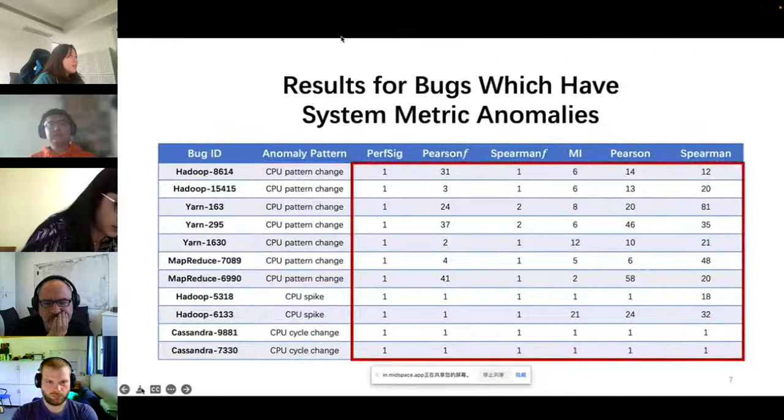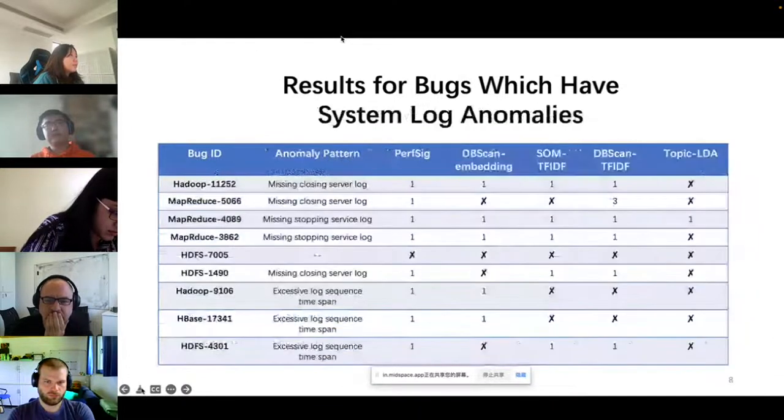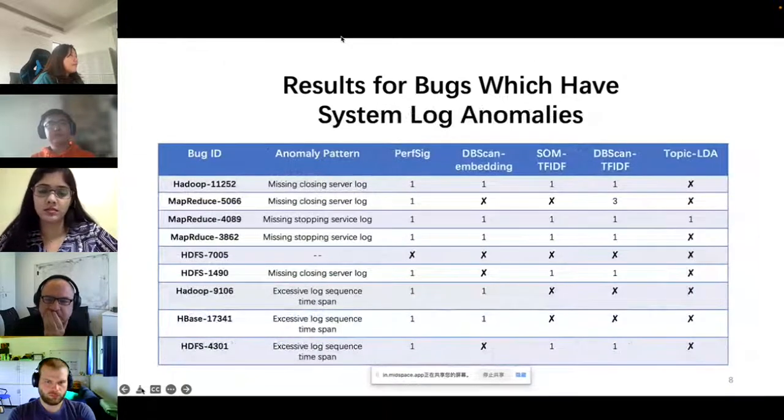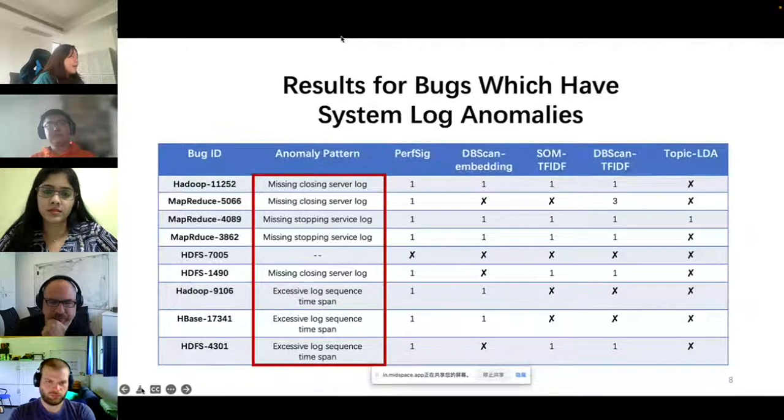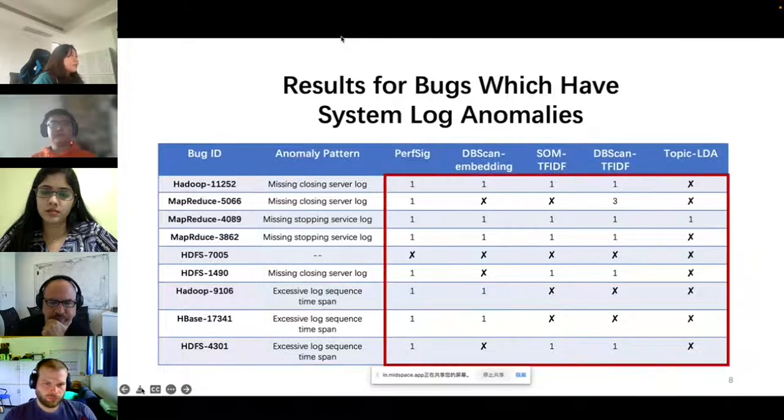In the ranks of root cause functions using causal analysis, we find PerfSig outperforms other alternative approaches. For bugs which have system log anomalies, PerfSig can identify 2 anomaly patterns from 8 out of 9 bugs. The results show that PerfSig outperforms the alternative log analysis approaches.